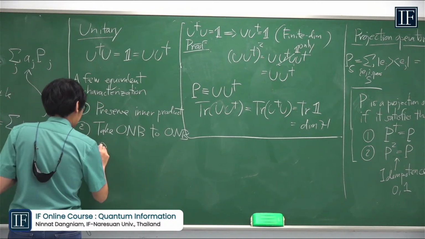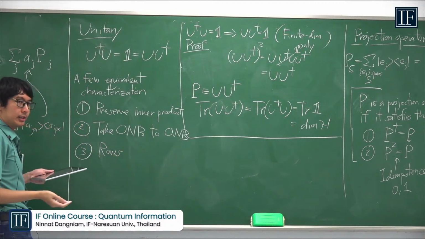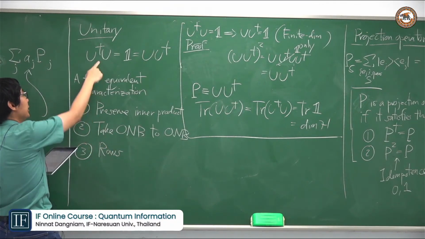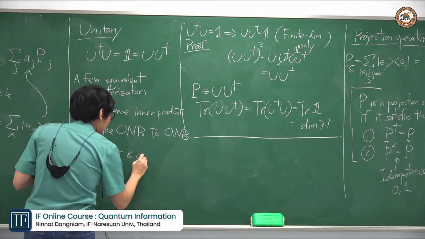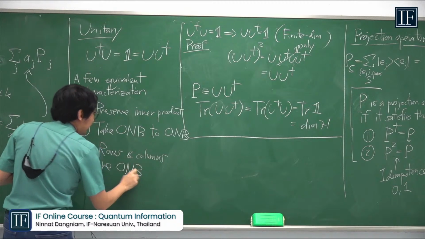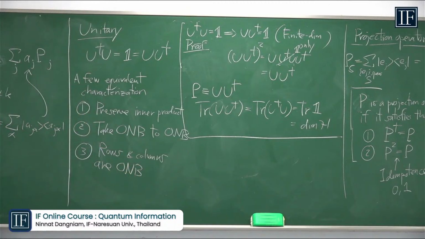And three is that if you look at the matrix and want to see whether it's unitary or not, you can try to do this, but another way is that the rows and columns are orthonormal bases as well. For example, if you look at the columns, each column, when you think of it as a vector, must be normalized and also orthogonal to the other vectors.